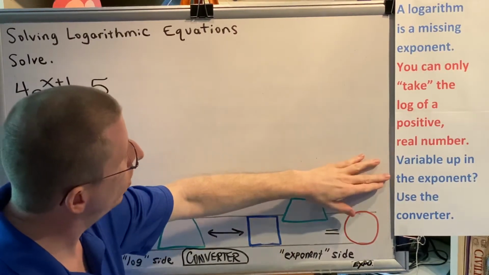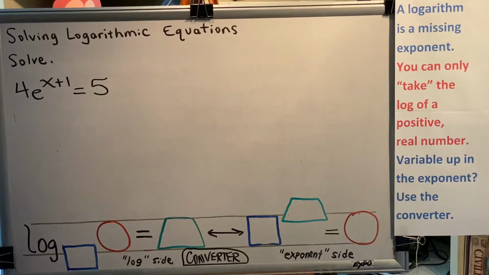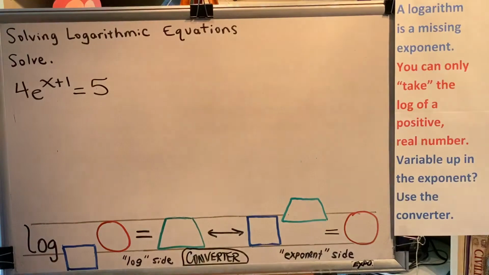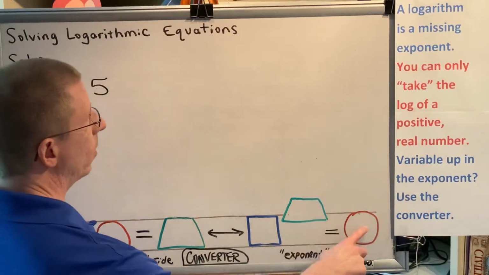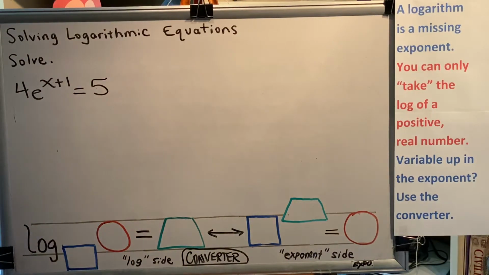Variable up in the exponent, use the converter. The converter can help us when what we're trying to solve for is up in the exponent. But we have to be careful. This is clearly an exponential statement. The word log is not included, which means we're going to use the right-hand side of our converter. But our converter only has space for three things: a base, an exponent, and an argument. In our equation, we have four things. So let's step through this carefully.